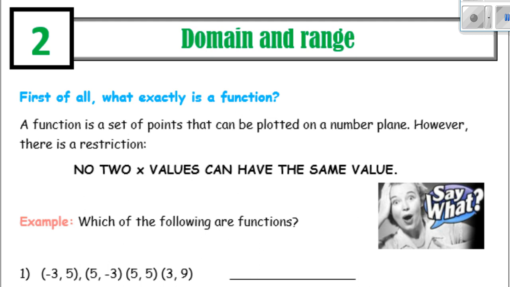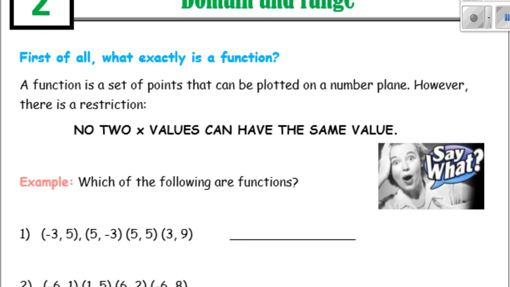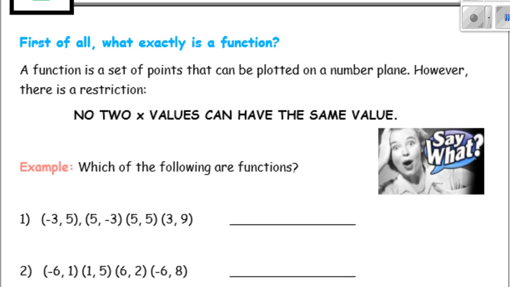So what exactly is a function? A function is a set of points that can be plotted on a number plane, or like a coordinate plane. You might want to change that to the word coordinate plane. However, there is a restriction, and there's an error on here, so please change this on yours. It's saying here that no two x values can have the same y value. But remember, it's the wrong way around, because it's more like from the previous lesson.